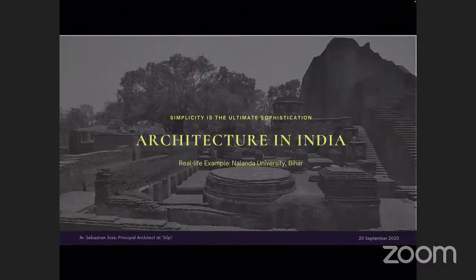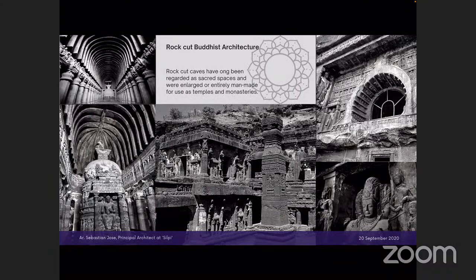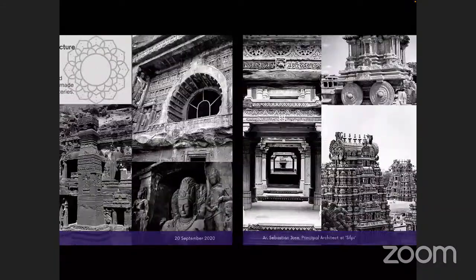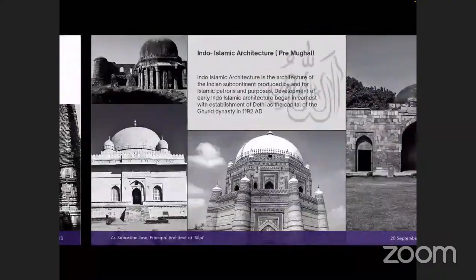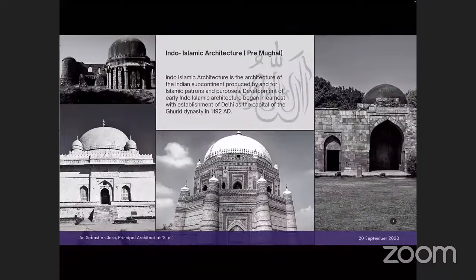We in India also had great architecture. We are proud of our architectural heritage. Nalanda University, one of the oldest institutions ever. We had great rock cut temples in Ajanta, Ellora, and Elephanta. We had the great Dravidian temples. We had the great Konark Sun Temple, all great Indian architectural marvels.